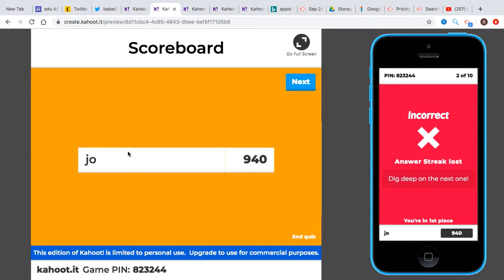And this shows you who is in first place. Typically it says first place, 2nd place, 3rd place, but since I'm the only player right now, it's only showing my name.